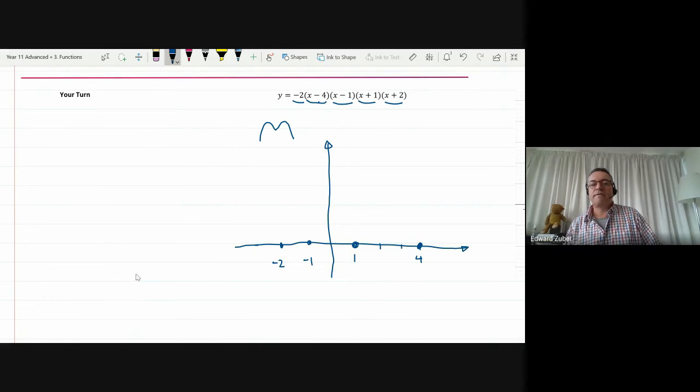Let's try and work out what the y-intercept is. So when x is 0, it's that. X is 0, -4, -1, +1, +2. So it's going to be 8. How many negatives have we got here? We've got 3, so it's going to be negative, so it's going to be -16. So I'm just going to call that -16.